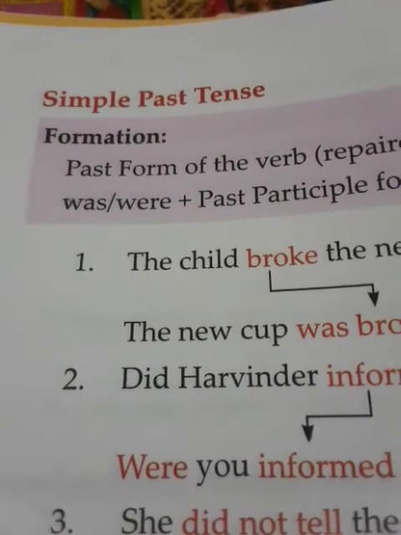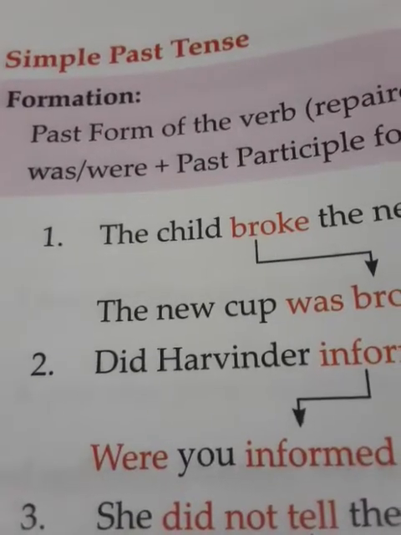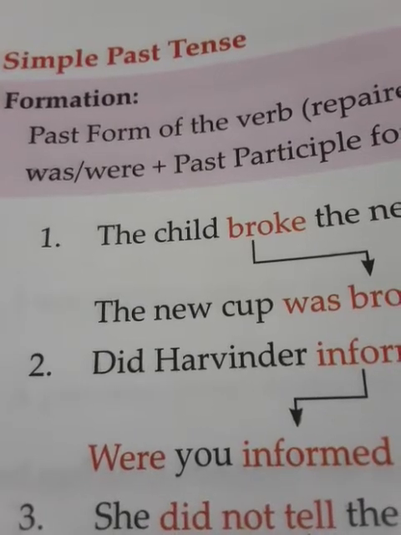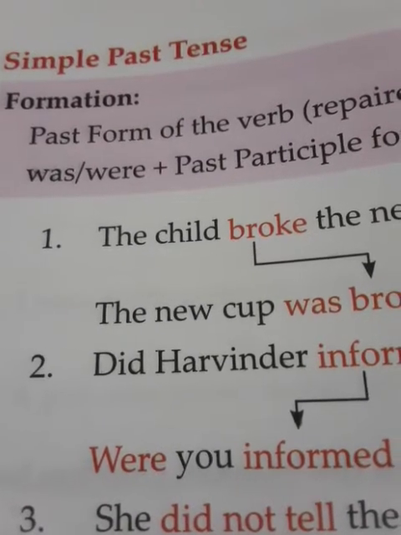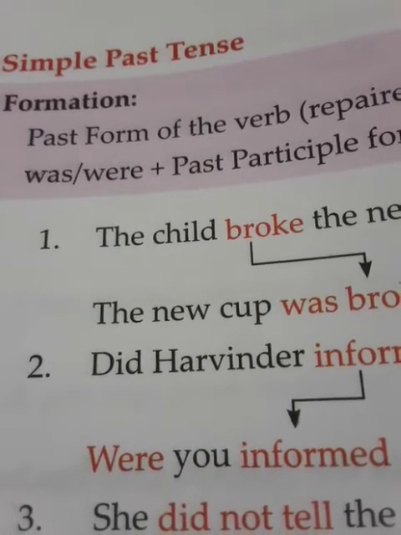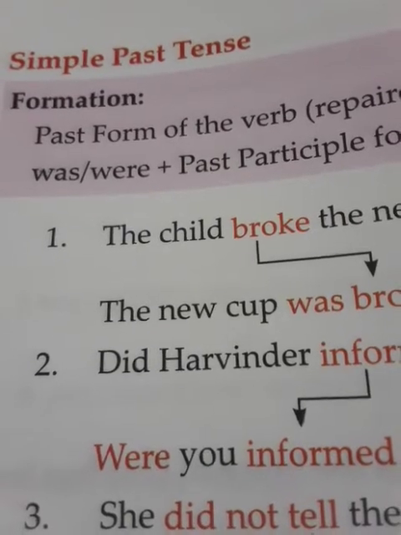The object, the match, comes in place of subject, then being is added, the third form of watch is watched, by is always added in passive voice. The subject, the girls, goes in place of object. So in passive voice, the sentence becomes was the match being watched by the girls.